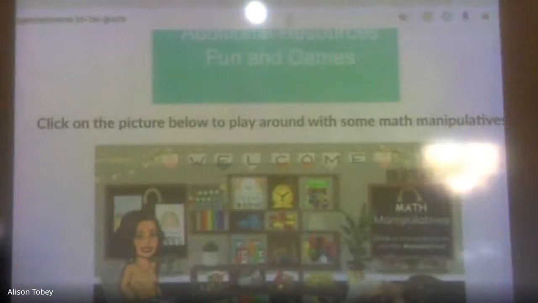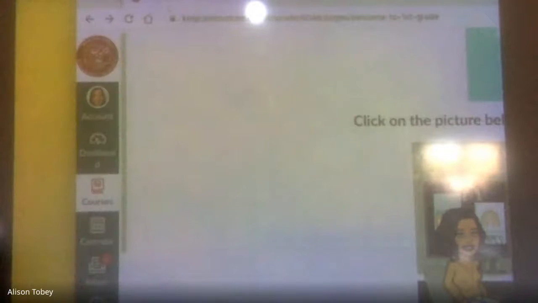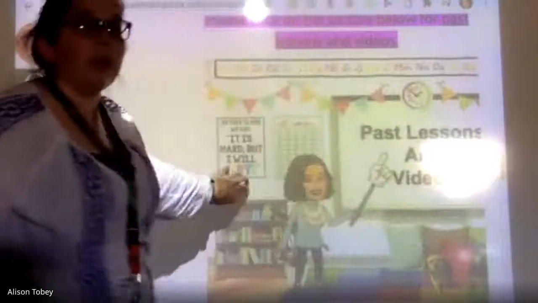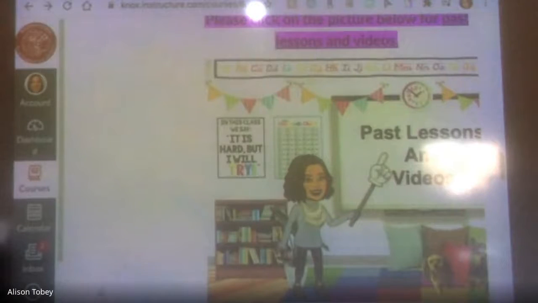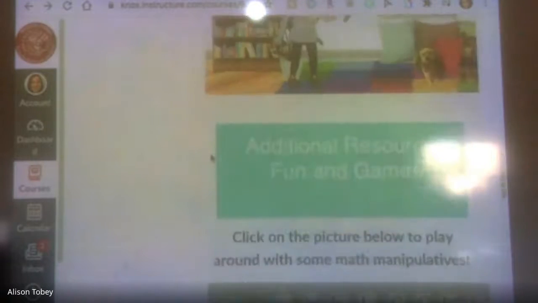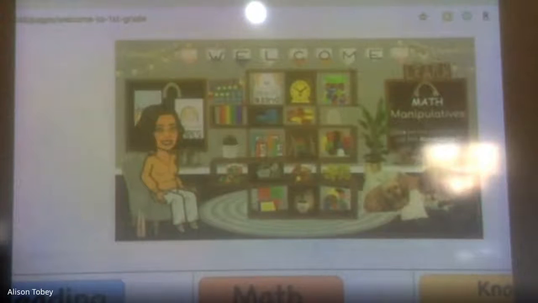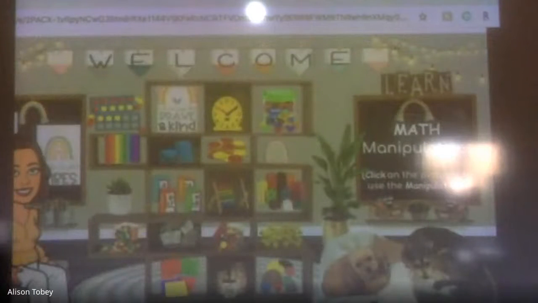Okay, before we get started, I want to show you guys something fun that I added to the Canvas page. If you look on the Canvas page, I added this picture right here. You see a clock and cubes and things. If you click on it, it'll take you here. You can see Vinny and Ginger laying down.